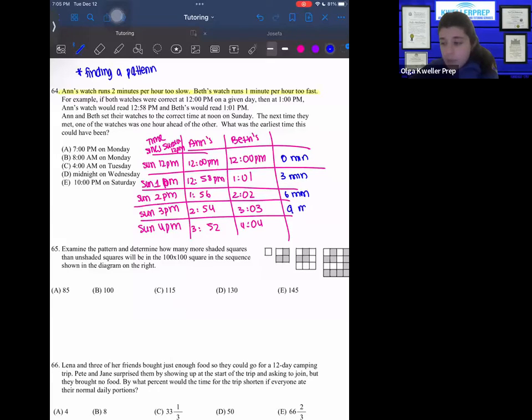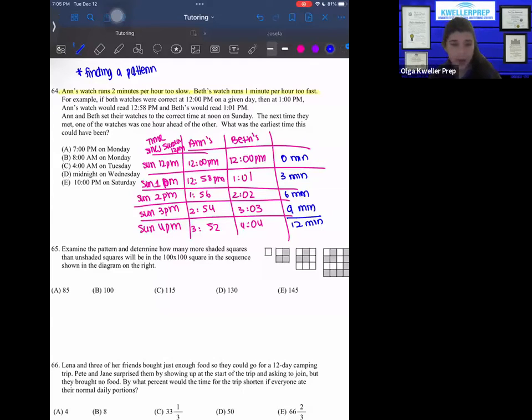Then we've got 9 minutes apart. And then finally, we've got 12 minutes apart. So the pattern lies here that each hour, the time is different by 3 minutes apart every hour. Exactly. So now we can think, well, if it's 3 minutes each hour, how long is that going to take for them to get to be the same again, or to be a full hour apart rather?